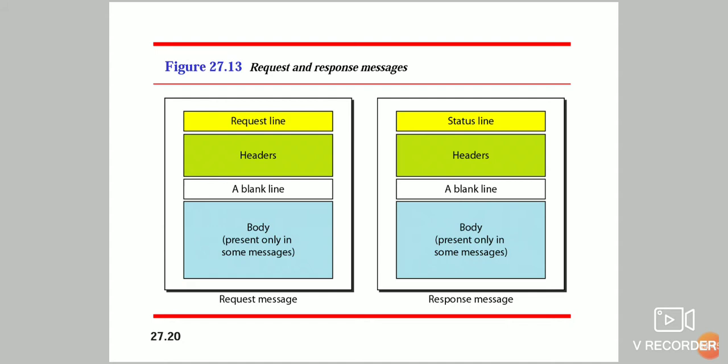In the request message, you have a request line, header, a blank line, and body. In the response message, you have a status line, which says whether the request was processed successfully, then a header, a blank line, and again a body of content. The body of the content is nothing but the requested web page or web page relevant document.